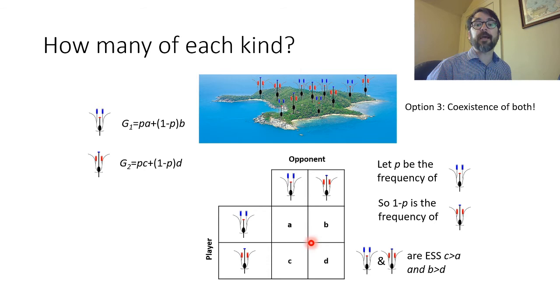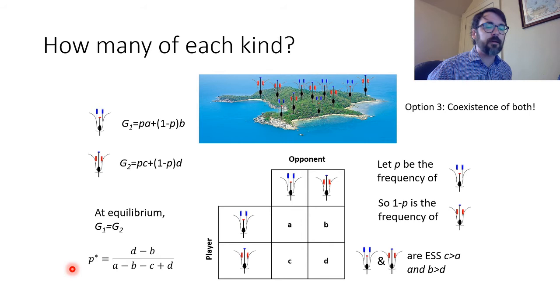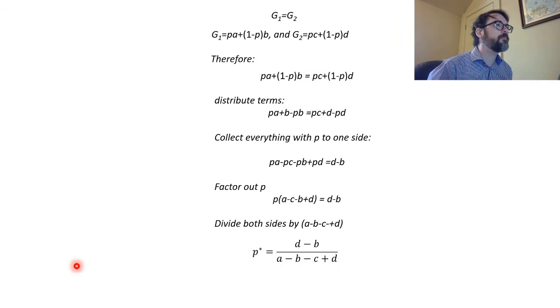And then it turns out that at equilibrium, we need these two species to have equal fitness. Otherwise, one will eventually overwhelm the other demographically. And so if you set those two equations equal to each other, do a little bit of algebra to rearrange, we can actually calculate what the equilibrium abundance is going to be of each kind. Just in case you want to see the work, here's the rearranging. I'll let you pause the video, and I'm not going to go through it.